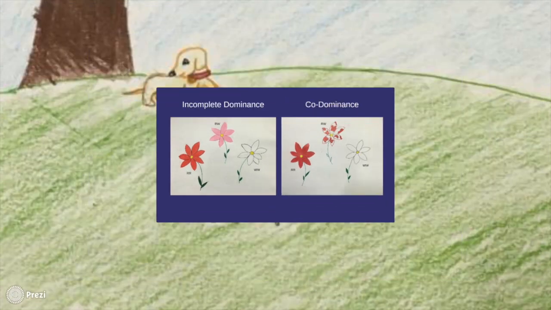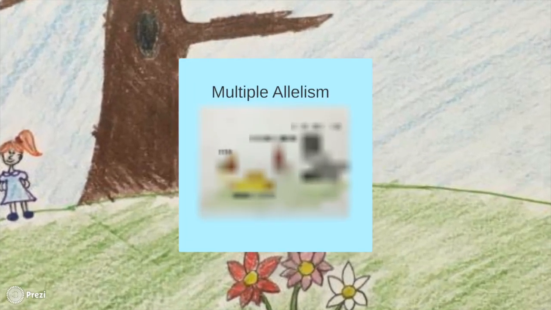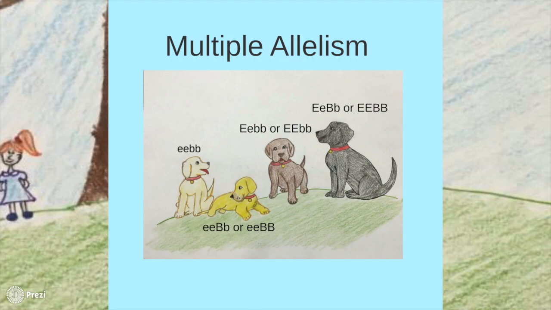That explains the black and white, clear-cut aspects of inheritance, but what about the gray areas? We see that human skin color greatly varies. This is because of multiple allelism, which is when one gene and its trait's expression is controlled by more than two alleles. For example, check out these puppies.